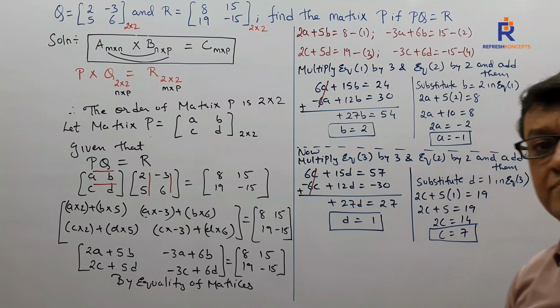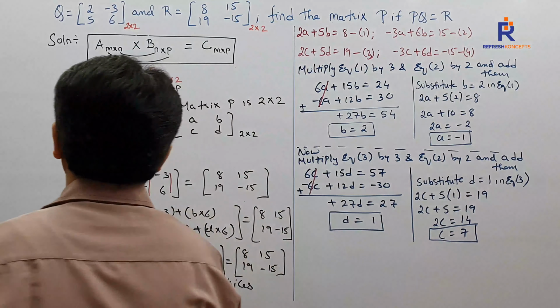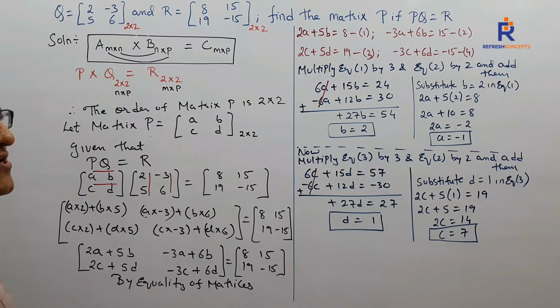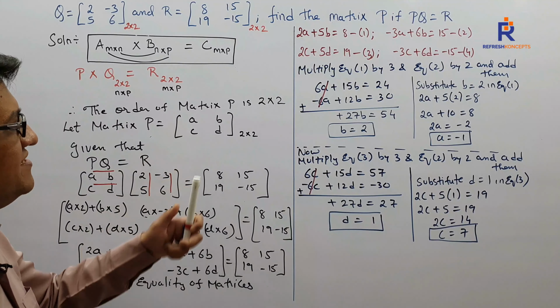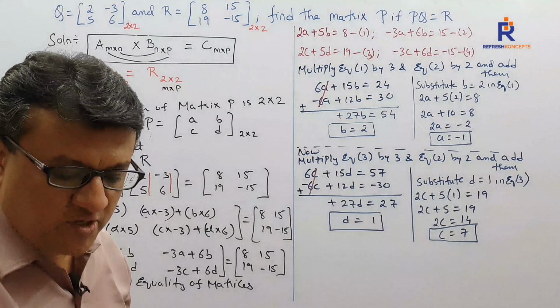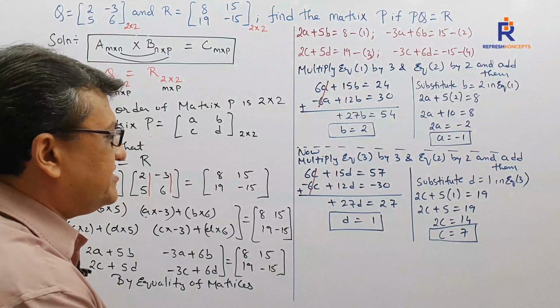Are we done with our sum? No, children, we are not done. We need to find out matrix P. We are not supposed to find out only A, B, C, D. We need to find out matrix P. And what is matrix P? P is A, B, C, D with the elements. So our final answer will be in terms of matrix P.